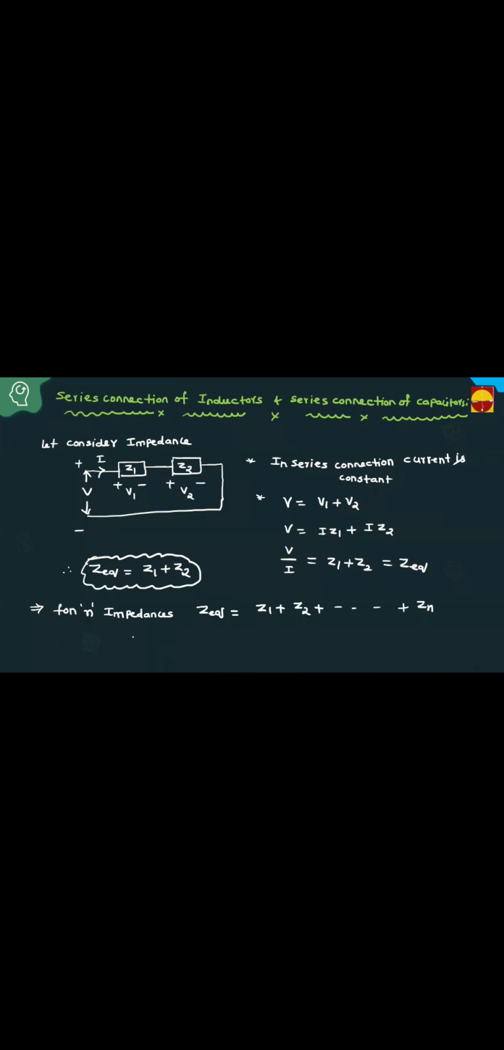Similarly, if you have to calculate V1, V1 equal to I into Z1. From this, what is I equal to? V by Z1 plus Z2. Then substitute the I value here: V into Z1 by Z1 plus Z2. This is called voltage divider for impedances.